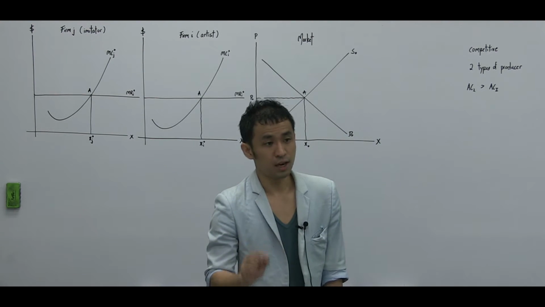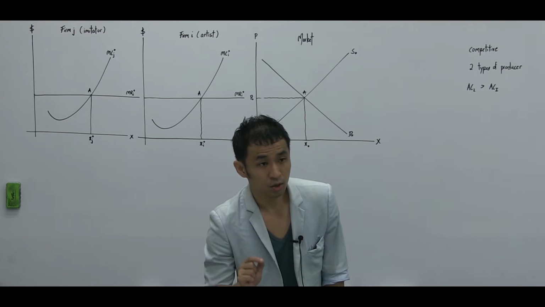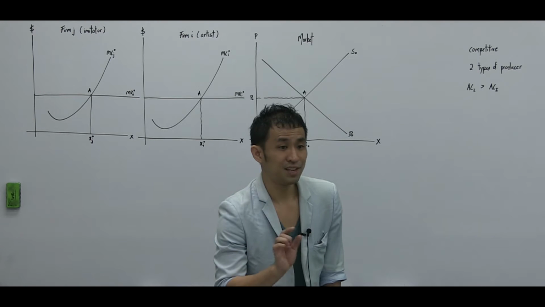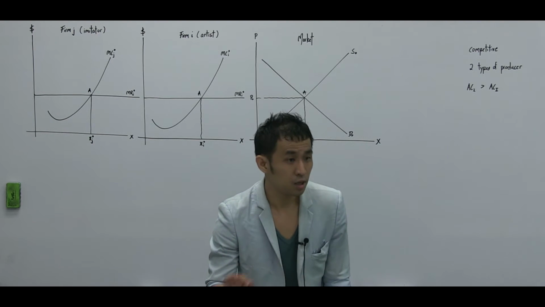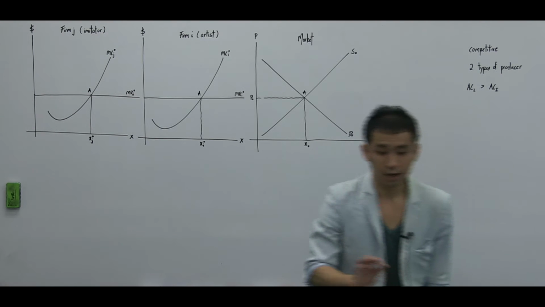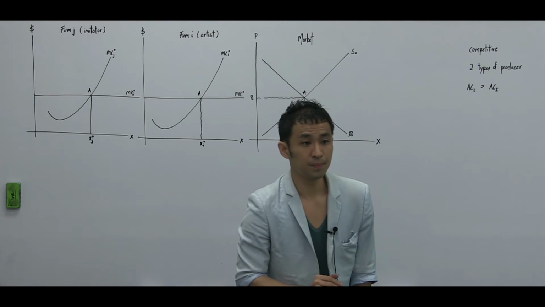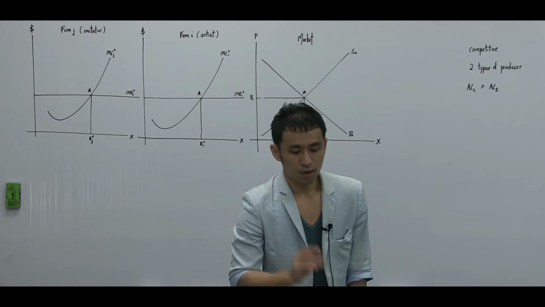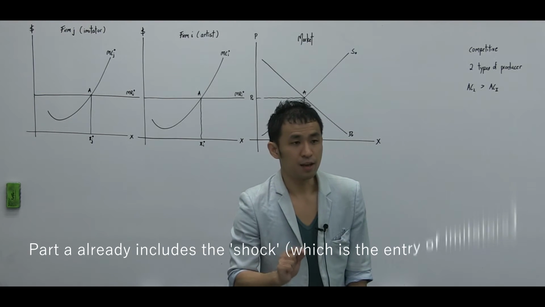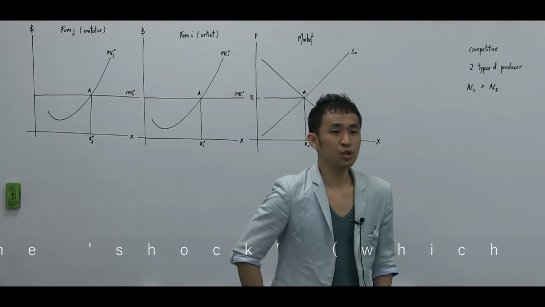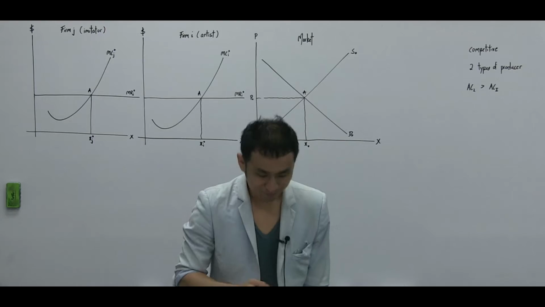It's because there is no shock being given. No shock being given means the setup for you to do analysis itself is not stable. Not stable means it could be a short run equilibrium. Therefore, in part B, you talk about the long run equilibrium. It means the shock already happened. So in part A, you should already take into account the shock, and the shock in this case, I will tell you, is the entry of the imitators.